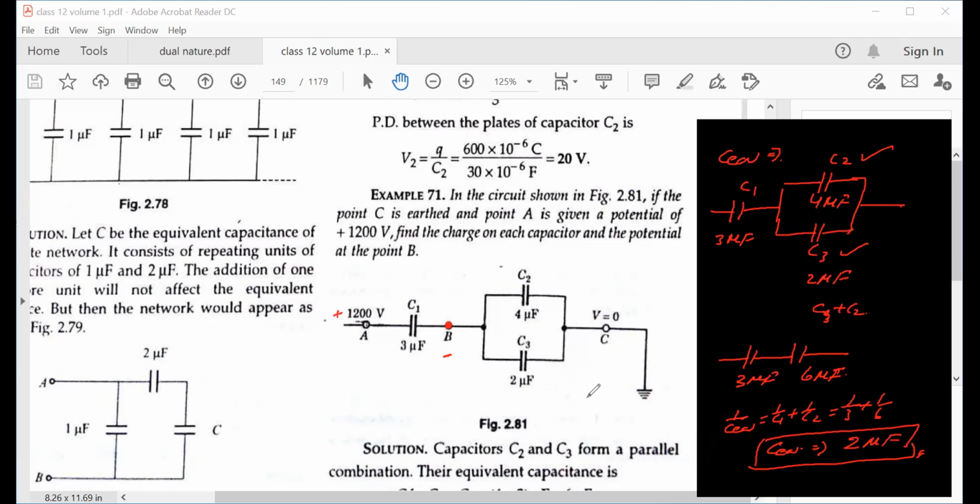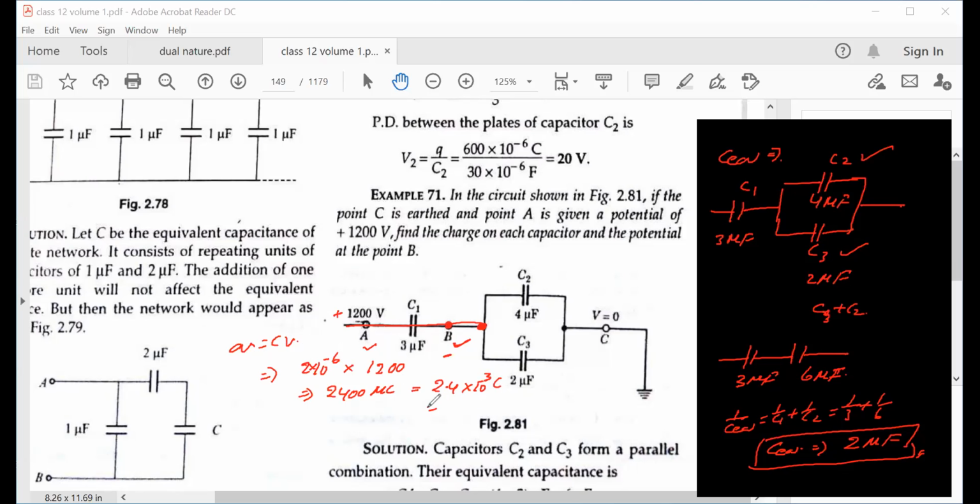Now we need to find the charge passing through the circuit. I'll take the charge Q is equal to CV. Remember, the same charge flows up to this point. Whatever the charge is at the A point, the same charge will be at the B point. The question asks for the charge at the B point. Q is equal to CV, so the charge is 2 micro, that is 2 into 10 power minus 6, into your voltage. Voltage is nothing but your 1200. So the charge is 2400 microcoulomb, or I can write this as 2.4 into 10 power minus 3 coulomb.